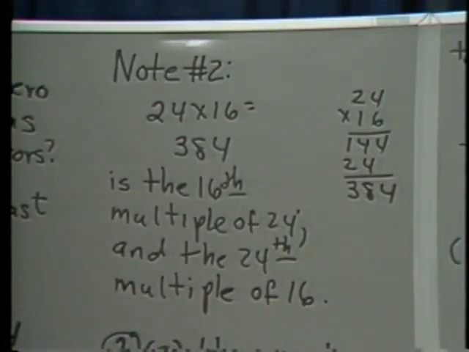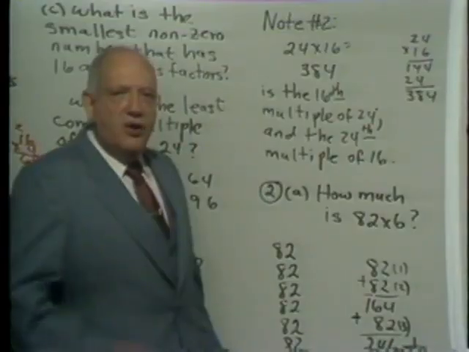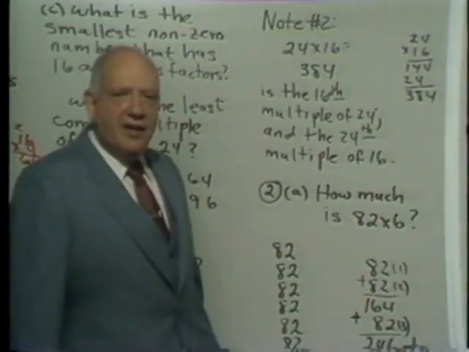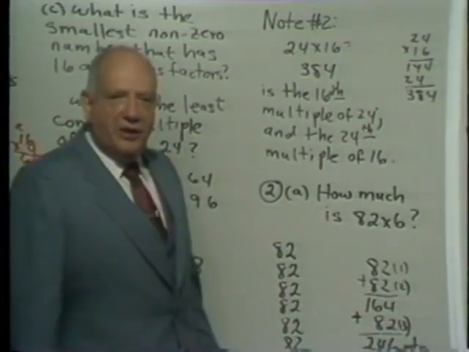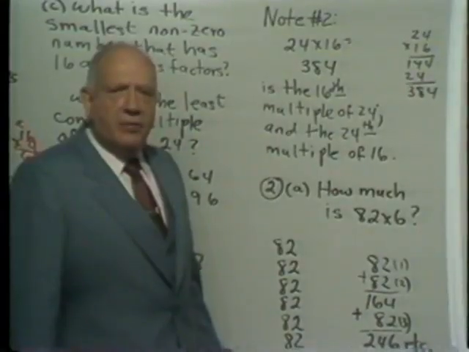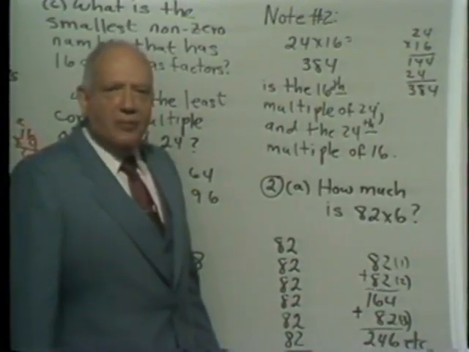But the interesting point is that without listing all of those, you do come to a common multiple of 16 and 24 much sooner, and that common multiple is 48. At any rate, that's enough for problem number 1. Let's go on now to problem number 2.